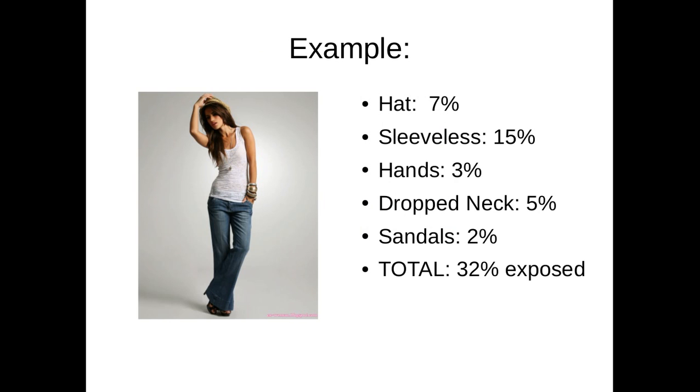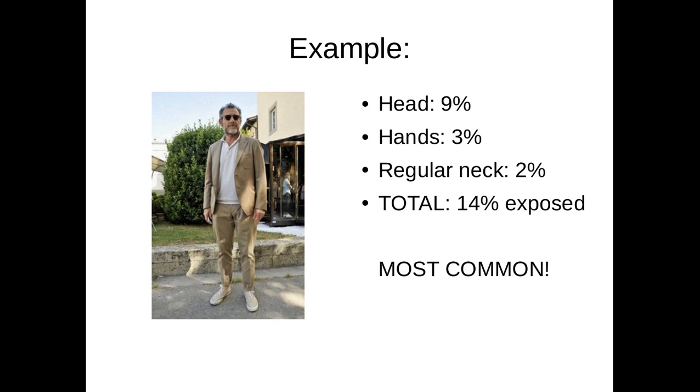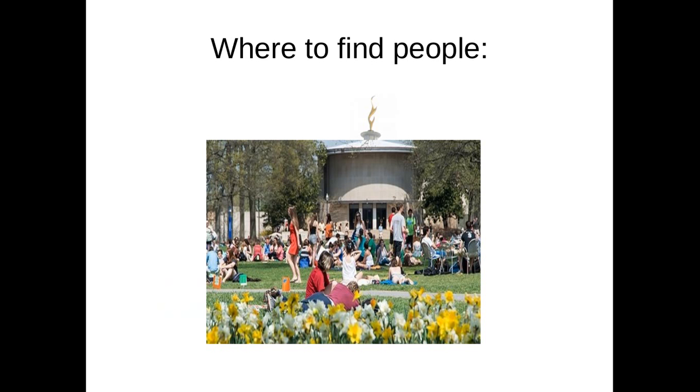Here's an example. If a person walks by, I'm assuming that the person has no hat, and so 5% exposure for that. The person is sleeveless, so that's 15%. Hands are exposed. Drop neckline gives another 5%. The person is wearing sandals rather than shoes, that gives another 2%. So I add these all up and give 32% exposure. Here's another example. This is the most common. You just see a person like that, you say, okay, head is open, regular neck, hands, and then you get yourself 14% exposure. That's the most common number in the data set.